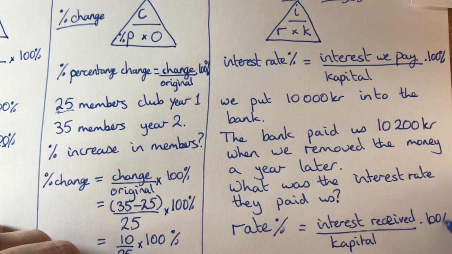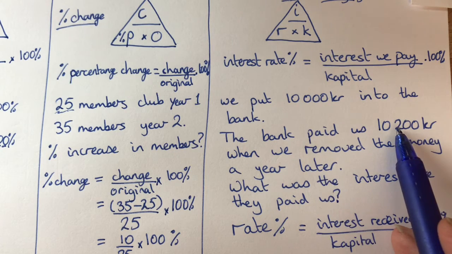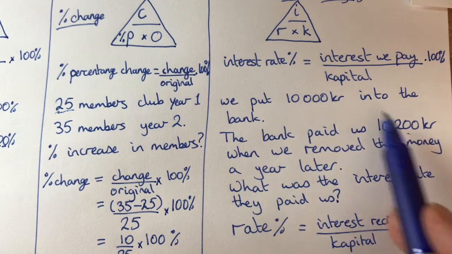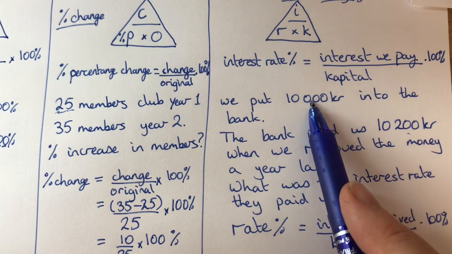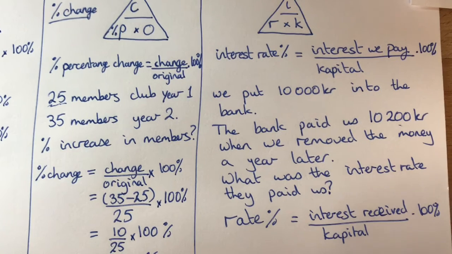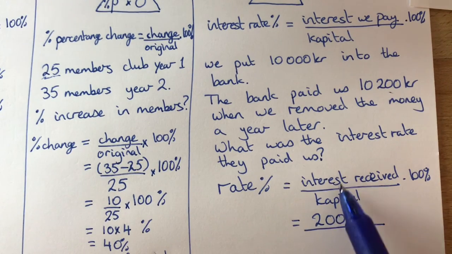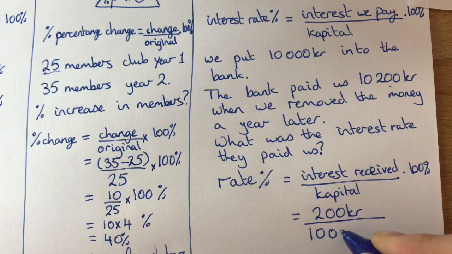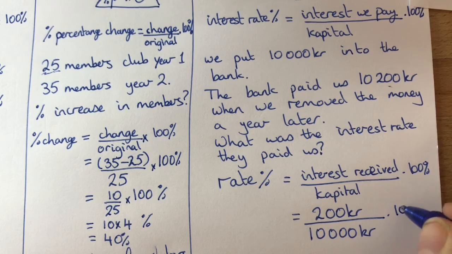times 100%. So if we put in 10,000 and we got 10,200 kronor out, the amount of interest we received is the difference between these two, 10,200 minus 10,000. So we received interest of 200 kronor. We divide that by the amount of capital we had, and that was 10,000 kronor. And then we multiply that by 100%, and we can work out what the interest rate was.